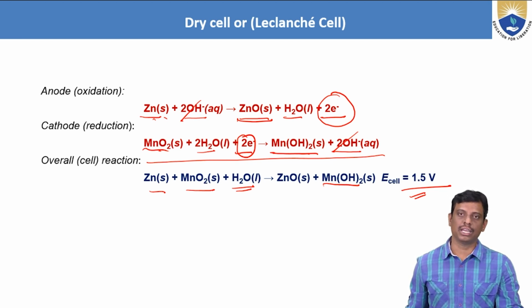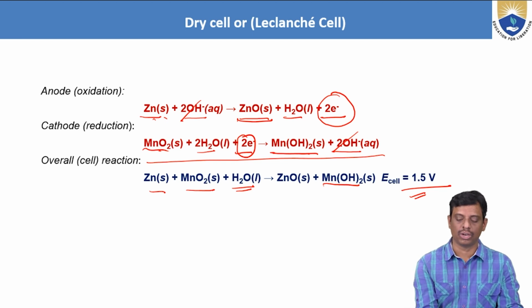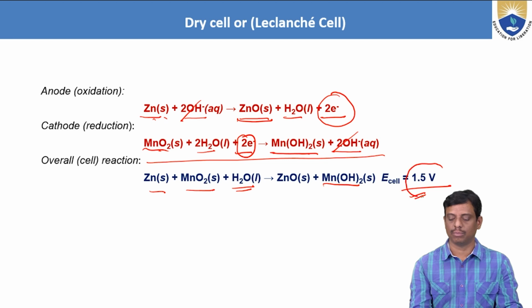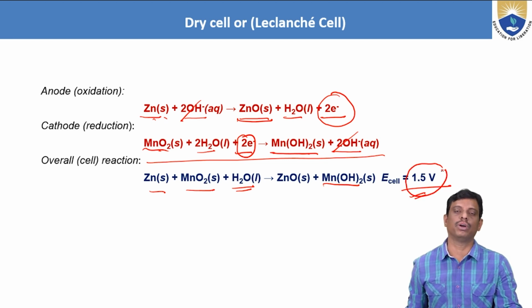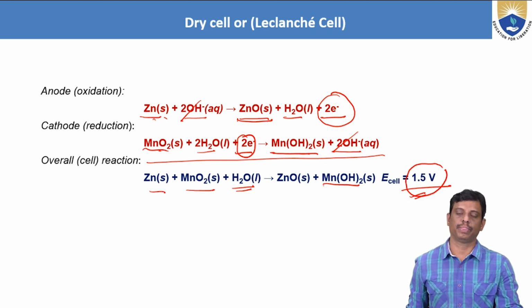Due to the chemical reaction, only the forward reaction will happen. Due to the chemical reaction, we are getting the potential. That potential is up to 1.5 volts. This is a primary battery example. The example of a primary battery is the Leclanche battery, the dry cell.